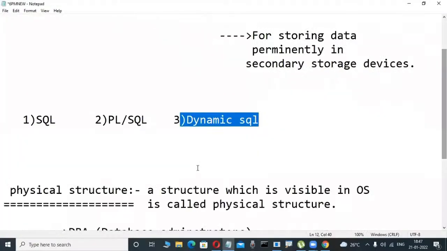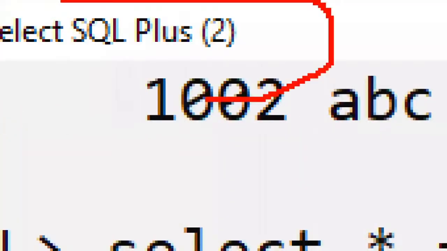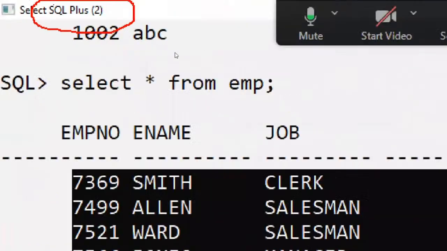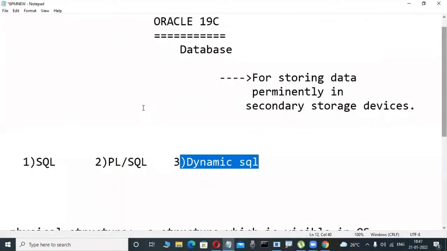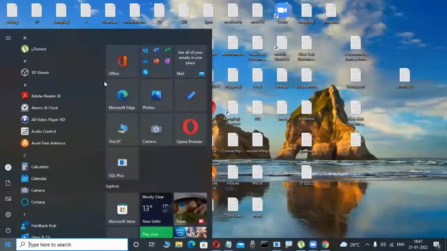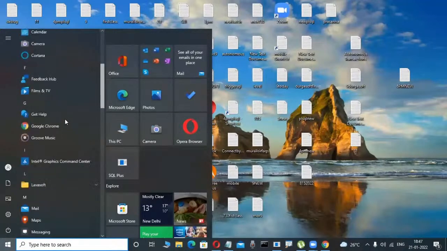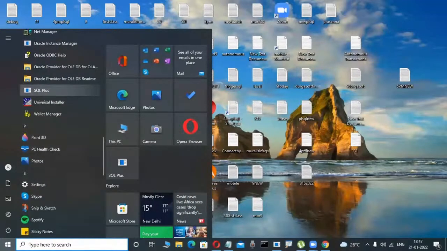But here, another thing is there in my system: SQL Plus. What is this? This is a tool, called a client tool. If you want to connect to the Oracle database, we use a client tool. SQL Plus is the default tool. Whenever I install Oracle software, the tool is automatically available. How to install it and what these tools are, we learn in our course. Don't worry.